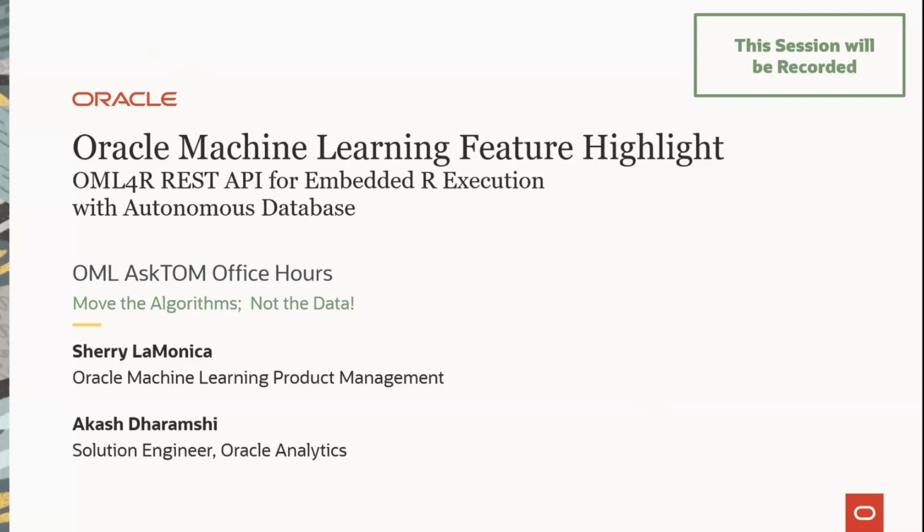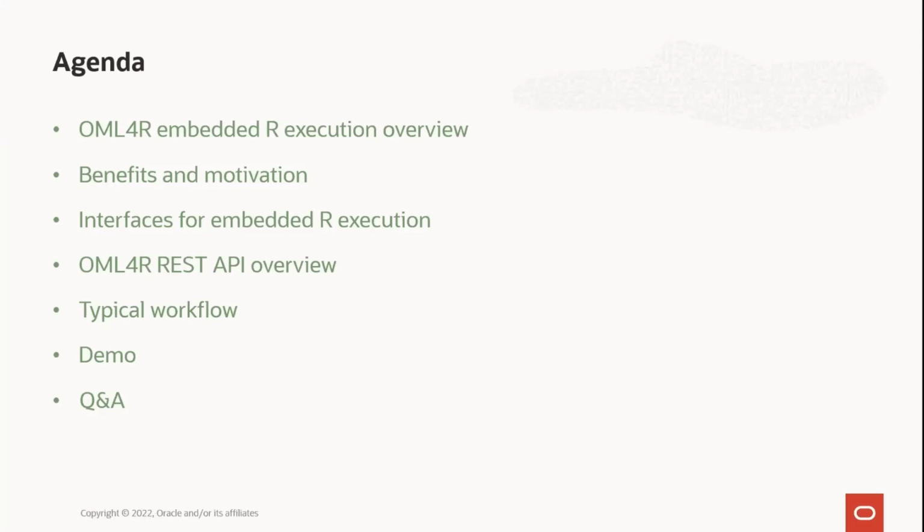Please enter any questions you have in the Q&A, and we'll address them at the end of the session. Here's the agenda for today's session. First, we'll provide a quick overview of OML4R embedded R execution and the benefits and motivation for using it. Then we'll show you the different interfaces for embedded R execution, including the REST API. But we'll do a deeper dive into the REST API, show a typical workflow, a short demo, and then open the floor for Q&A. If you're looking for a more comprehensive embedded R execution presentation, Akash did a session a few weeks ago that you can look up in the Ask Tom.